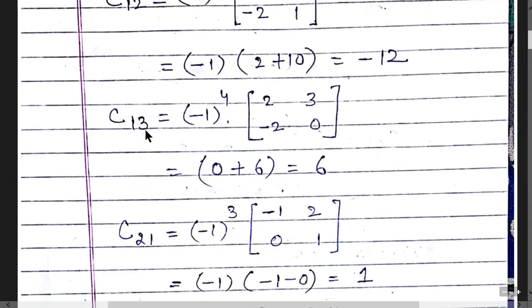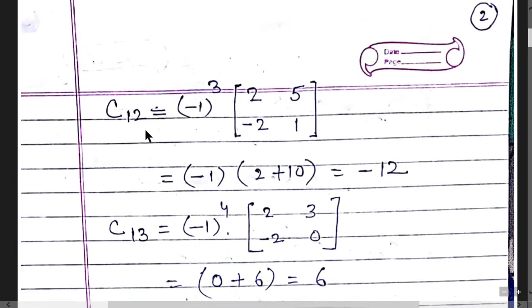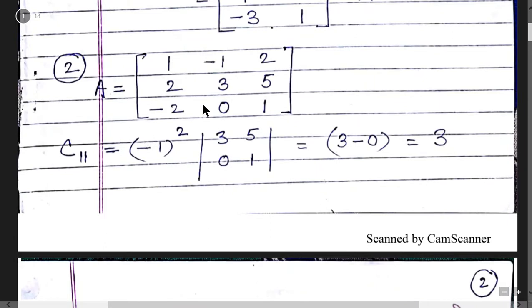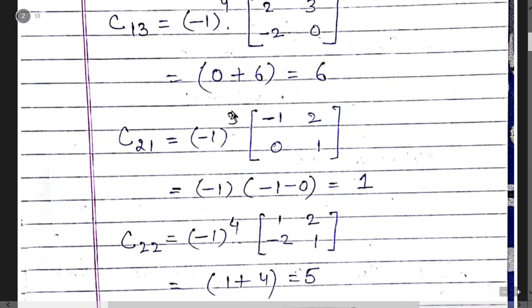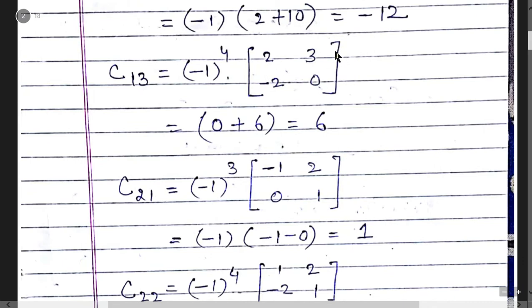What about C13? Let us check. It means first row and third column. You have to write 2, 3 and minus 2, 0. Let us check. 2, 3, minus 2, 0. It's 0 plus 6. Outside plus 1 is there.